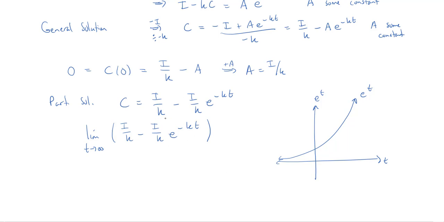Hit it with I over k, still goes to 0. So the only thing left is going to be I over k. So if we actually know this value I and this experimentally determined constant k, we'll actually know in the long run how much is going to remain in the bloodstream.